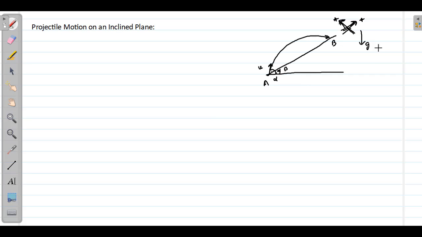That means g is acting downward, so we can make its two perpendicular components, parallel to the inclined plane and normal to the inclined plane, in these directions. We say this direction, along the inclined plane, is x, and this direction, normal to the inclined plane, is the y direction, and we give the components accordingly.